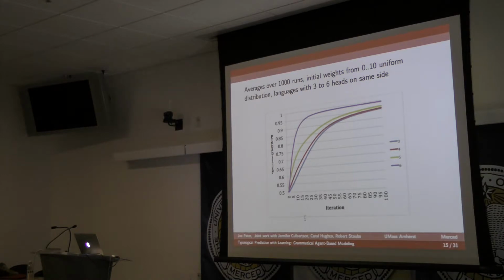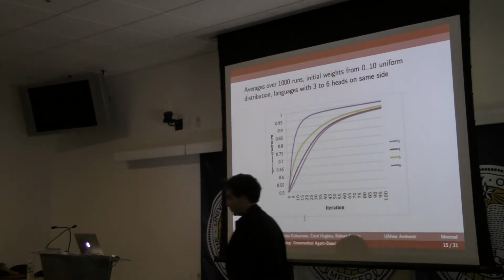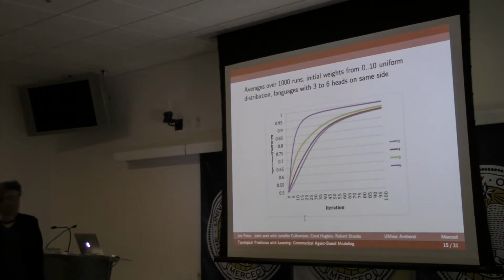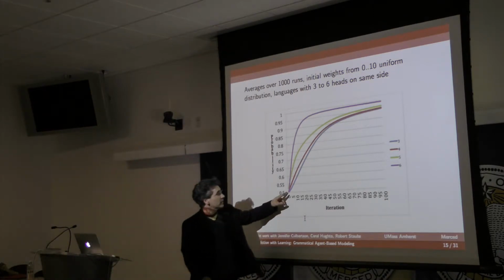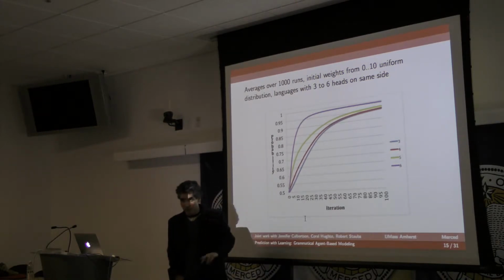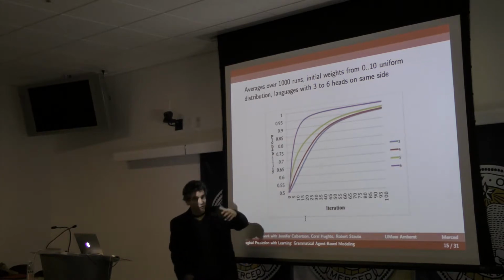This is 1,000 runs, sampling initial weights from a 0 to 10 distribution, and averaging over runs. It's done with a batch version of gradient descent. And you can see this is probability of the forms in the language. So for each of these 6 phrase types, there's a choice between 2. So probability of the correct forms is 0.5 at the beginning.